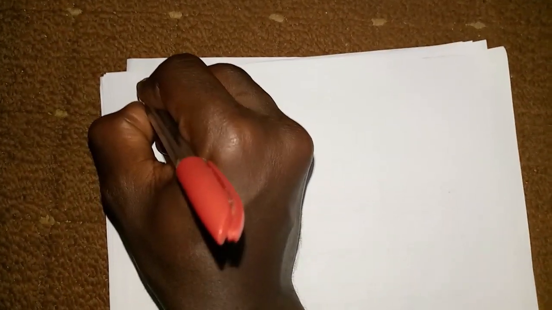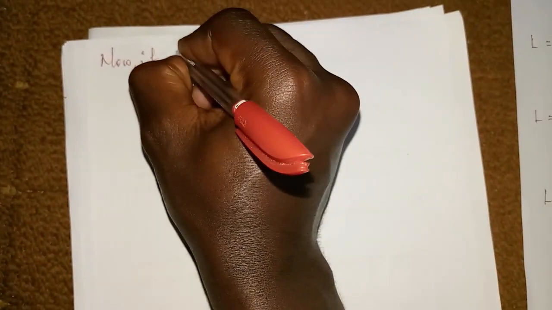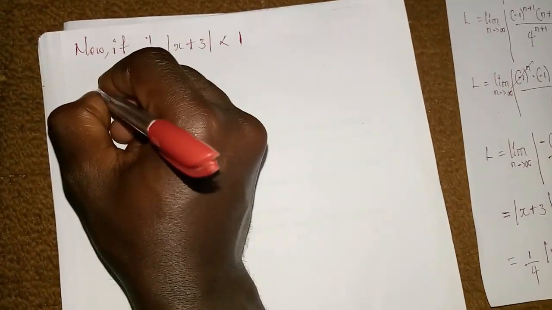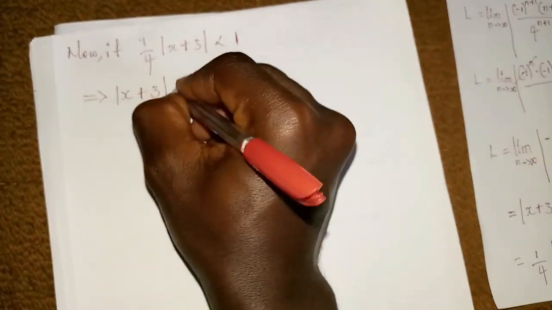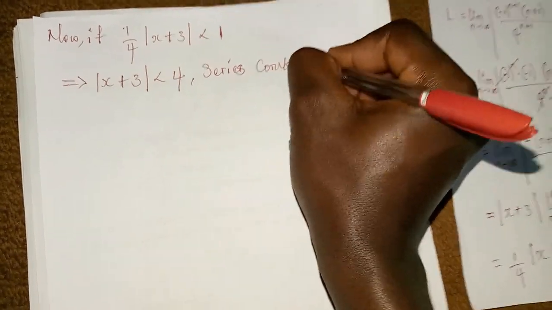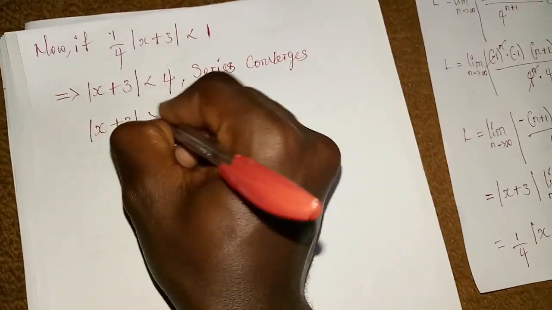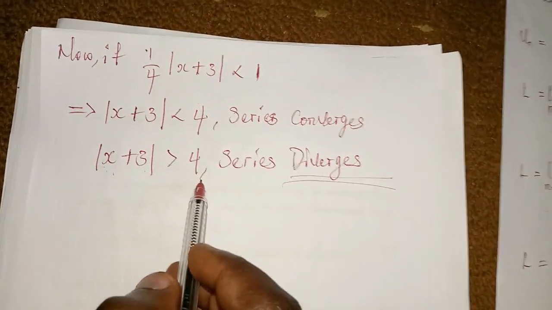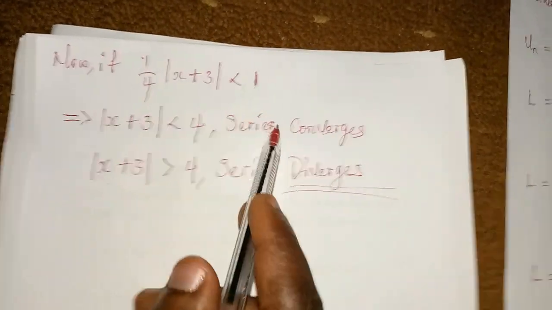Now, we have to look at what it really means to be convergent. Now, we proceed by saying that if 1 over 4 times the absolute value of x plus 3 is less than 1, this implies that the absolute value of x plus 3 is less than 4. Now the series converges. But if we have x plus 3 greater than 4, we'll say the series diverges. Now, since we have this, we can see that if the absolute value of x plus 3 is greater than 4, the series diverges. But if the absolute value of x plus 3 is less than 4, we say that the series converges.